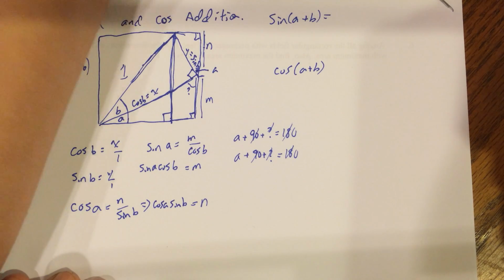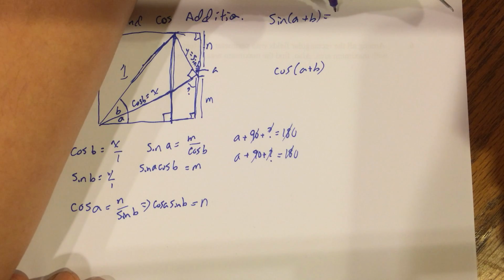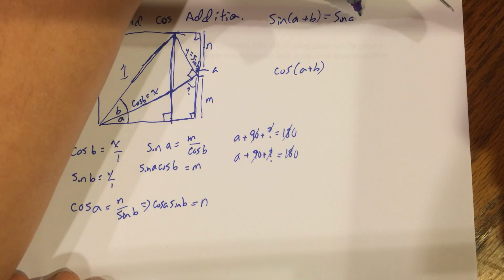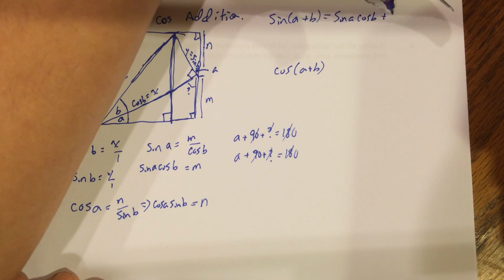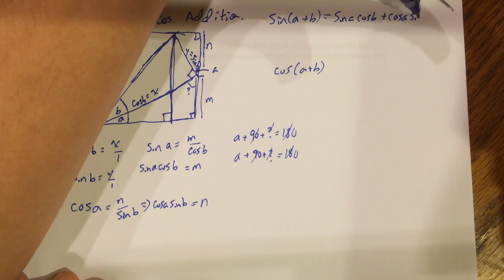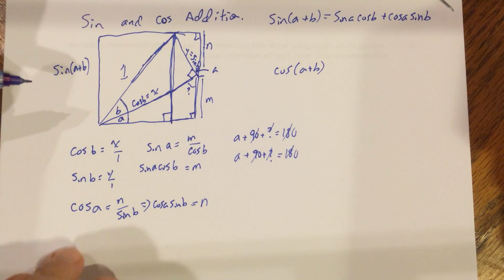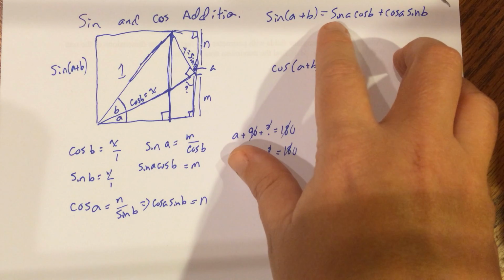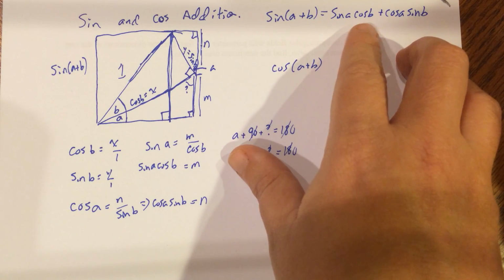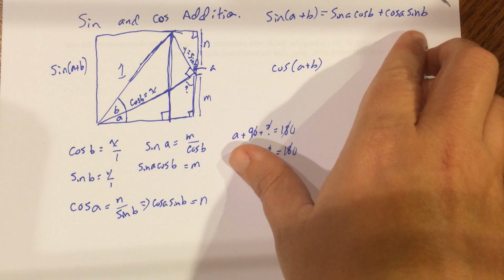So sine of A plus B should just be sine A cos B, because that's my m, plus cos A sine B, because that's my n. So if I'm adding two different angles in a sine, I just add sine of the first, cosine of the second, plus the cosine of the first, sine of the second.